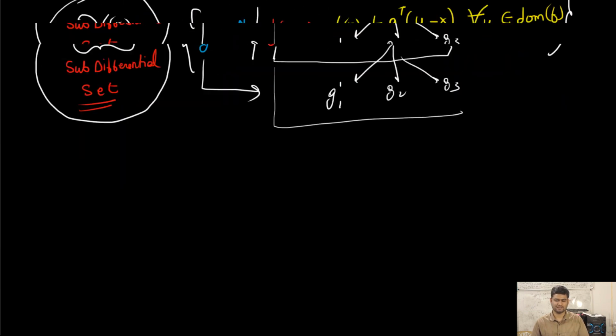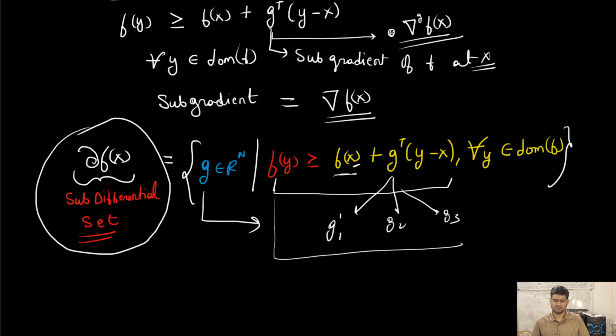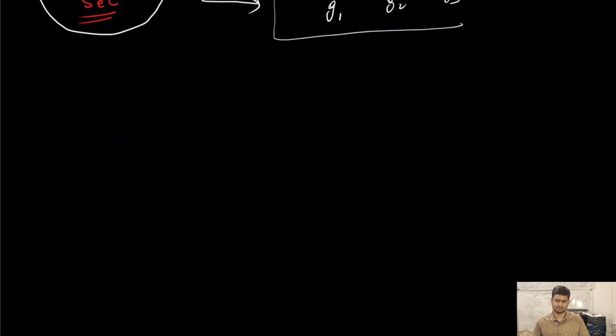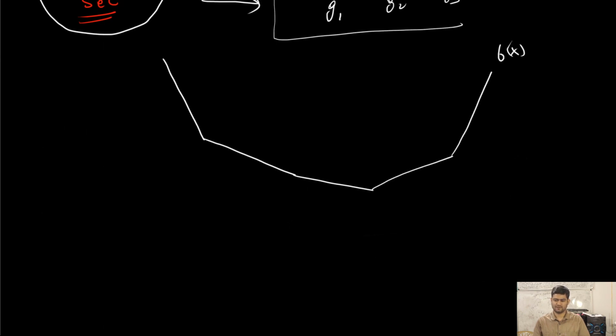To view what it means: the affine function given by f of x plus g transpose times y minus x is a global affine underestimator of the function. Let's consider this function f of x. At this point the function is not differentiable because, as you can see, there's a kink over here. So this is one of the subgradients. Likewise, here, this is another subgradient, and this is also a subgradient at this point, but this one is not a subgradient.